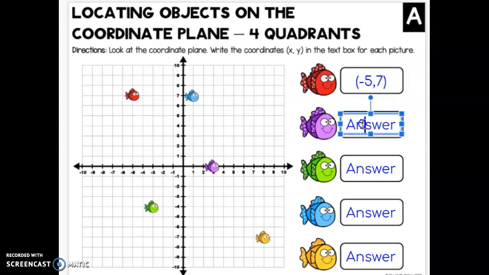Now let's look at the purple fish. If I look at the purple fish, he is at +3, but he didn't go up or down. So I would write that 3, 0.